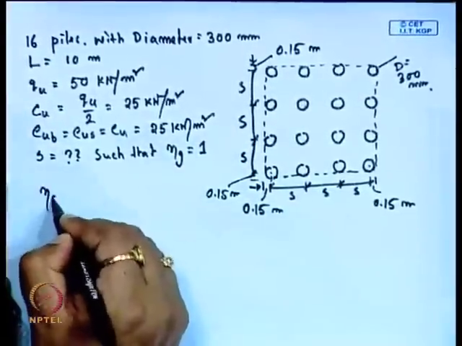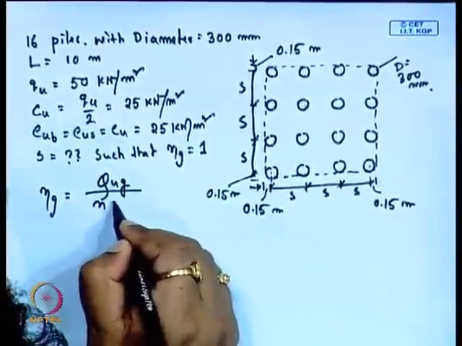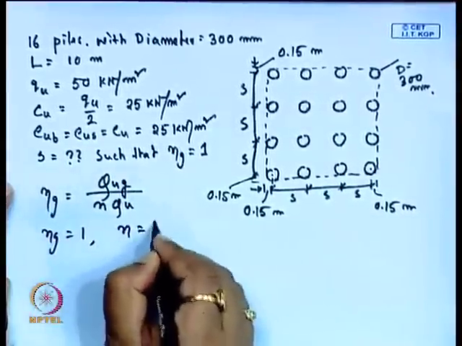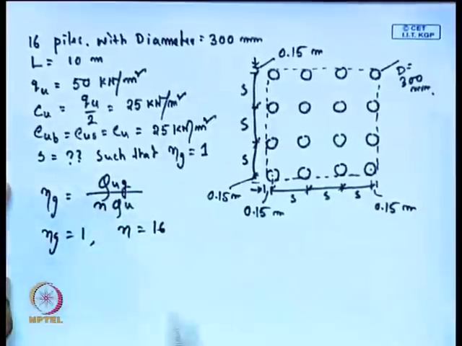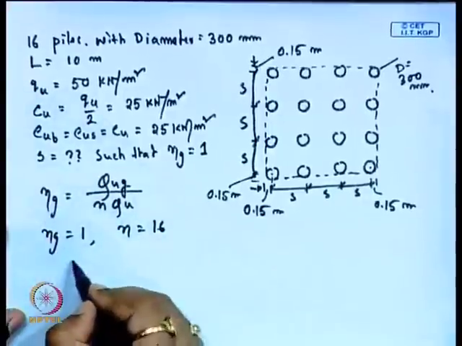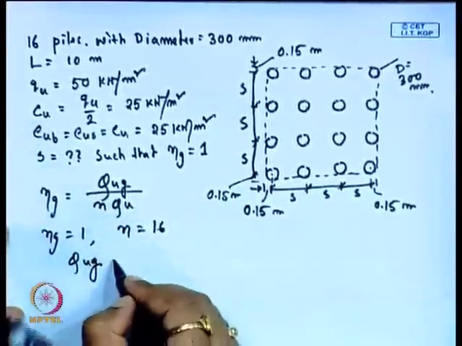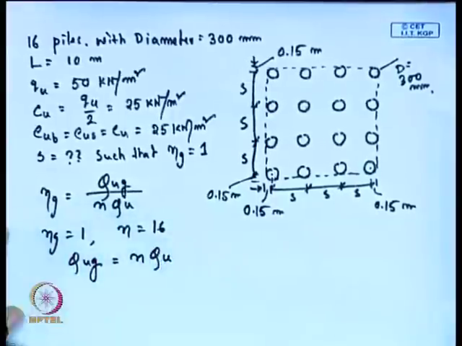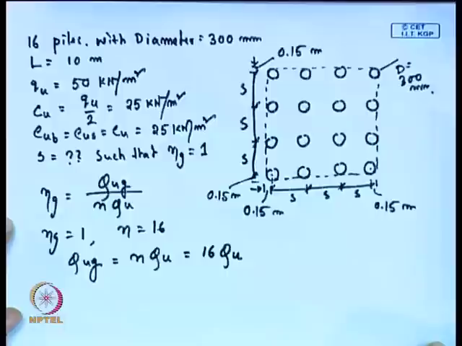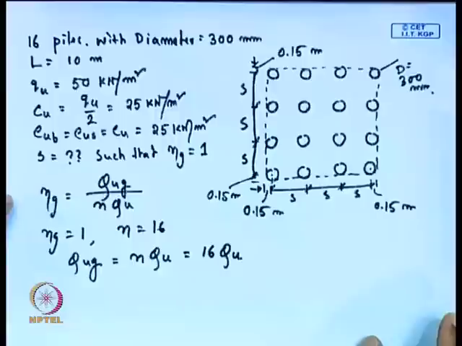So, as we have calculated, the group efficiency Q u g is n into Q u. Now, here our efficiency is 1 and n is equal to 16, where n is the number of piles. So if the efficiency is equal to 1, that means Q u g will be n into Q u, or Q u g equal to 16 into Q u. So first we will calculate the Q u g.